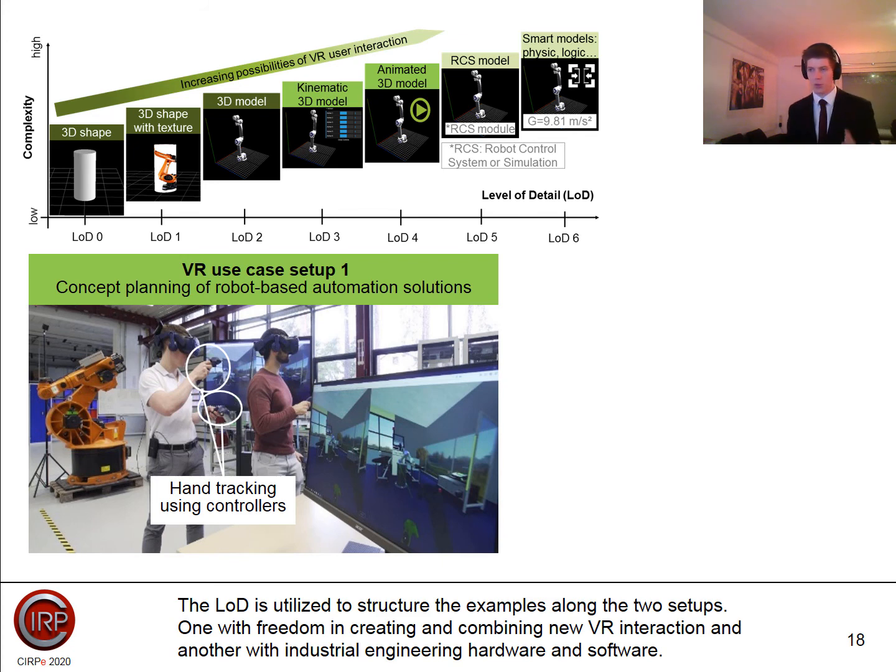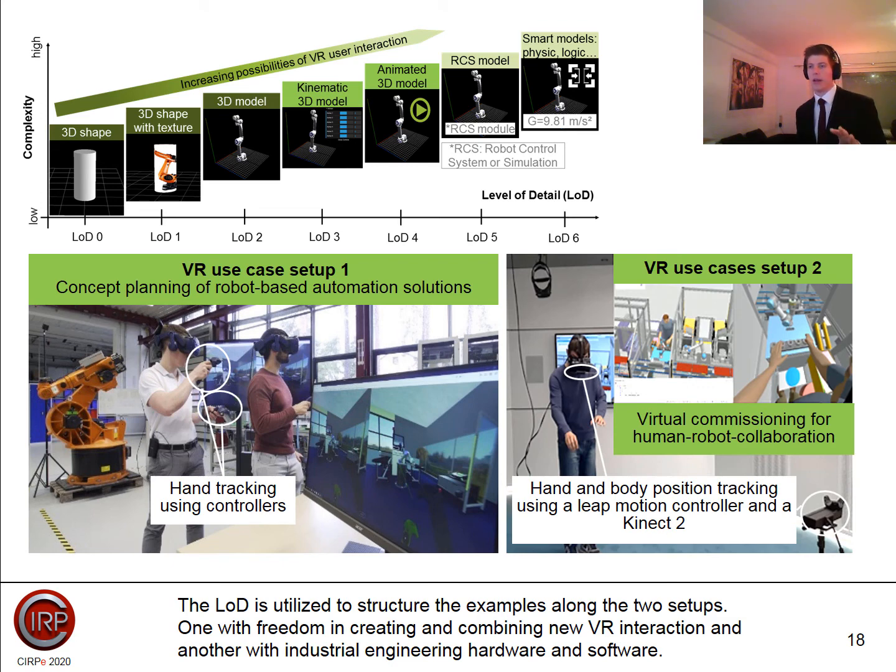Also, a use-case specific point is that you want to know what your user interaction is. For concept planning, hand tracking with a controller is enough. If you're doing more detailed work, Kinect 2 for body motion control and Leap Motion for hand integration are very useful. So the hardware setup also depends on the kind of application and use case you're developing.